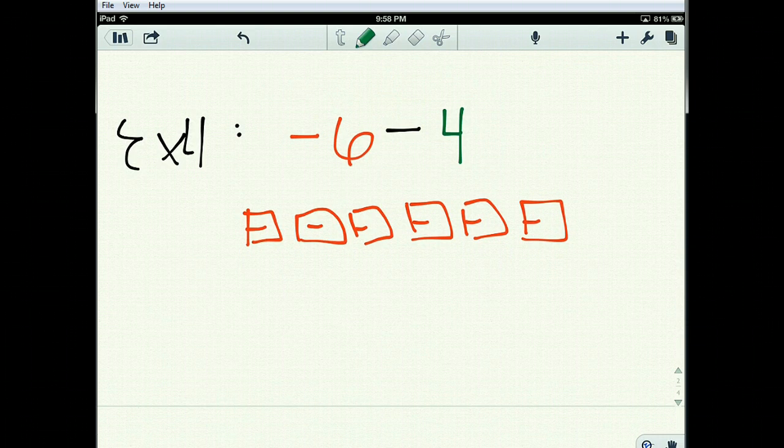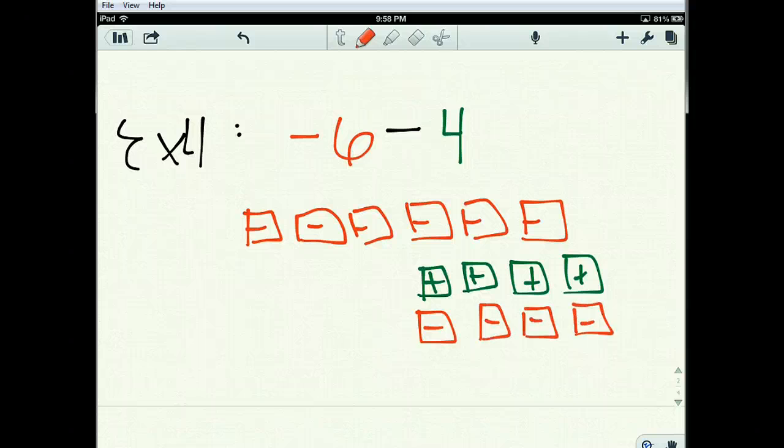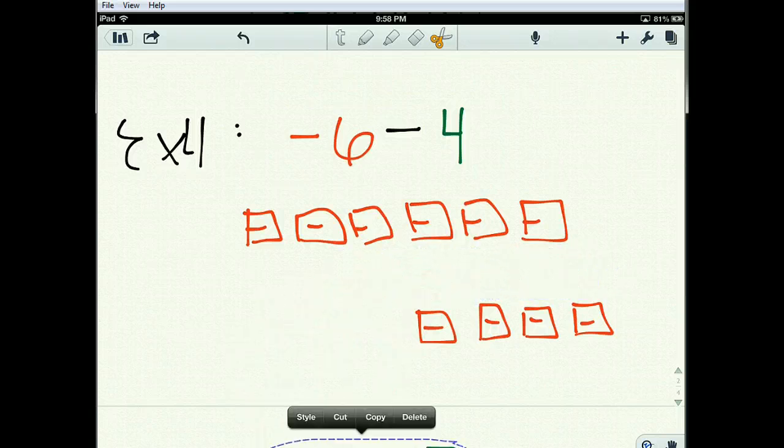So I'm going to add 4 positives, but as 0 pairs. So technically, I didn't add anything because these are equal to 0. Now that I added these 4 0 pairs, I can now take away the 4 positives that they wanted me to take away. So I take those out.